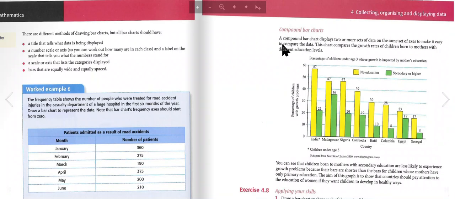Compound bar charts. A compound bar chart displays two or more sets of data on the same set of axes to make it easy to compare the data. This chart compares the growth rates of children born to mothers with different education levels. So this is the percentage of children under age 3 whose growth is impacted by mother's education.